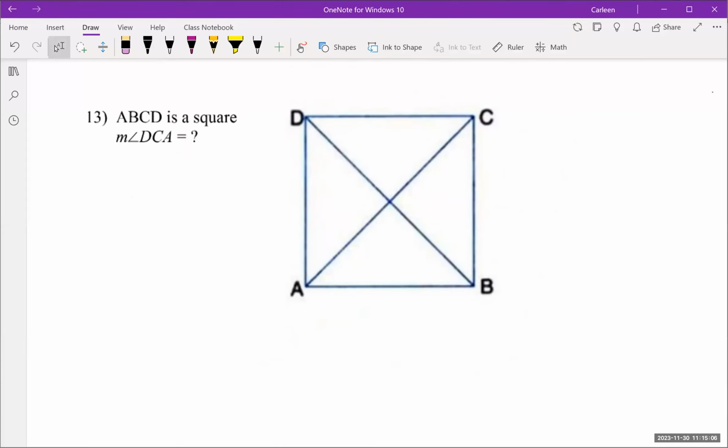Okay. ABCD is a square. The measure of angle DCA.